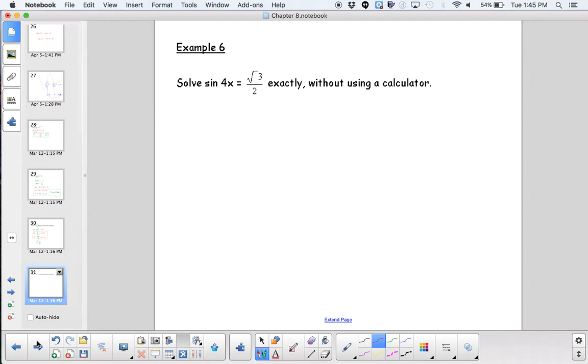Okay, so once again, we're going to do this one without using the calculator at all. You notice that we have a 4x here, which is going to make this problem a little bit more interesting. So let's start out by saying the arcsine of root 3 over 2 is equal to 4x. In that case, we know that the angle that we would be looking for here would be pi over 3, because the sine of pi over 3 is root 3 over 2.